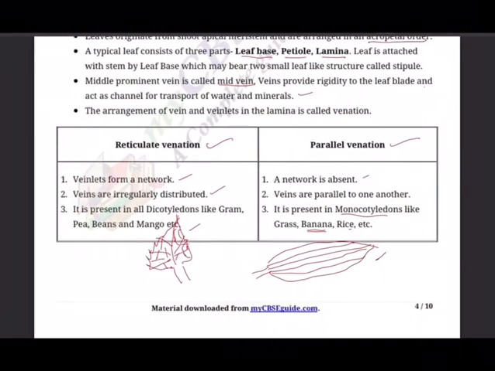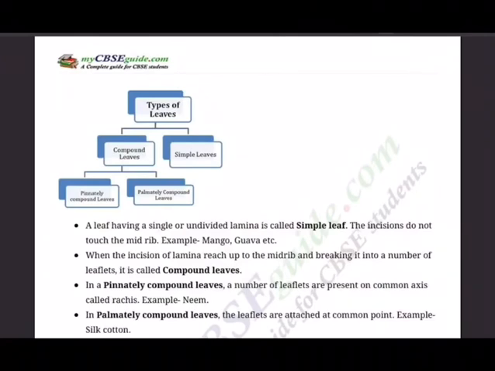And the next one, types of leaves. So how many types? You must again go to your garden and just observe. So simple leaf, compound leaf. And in the compound leaf there are two: pinnately compound leaves, palmately compound leaves.